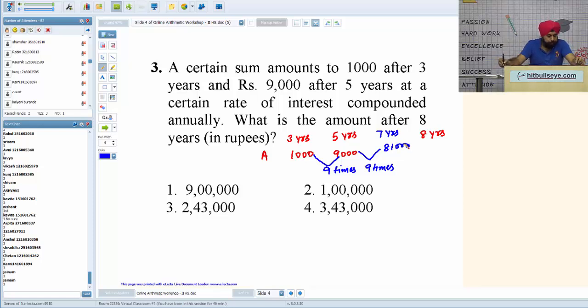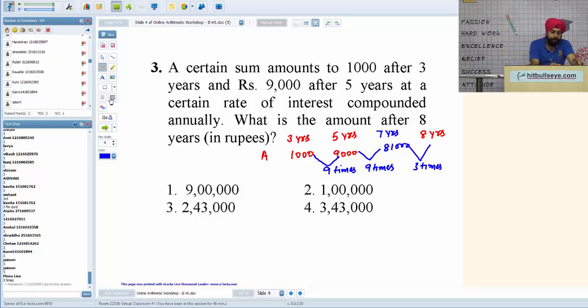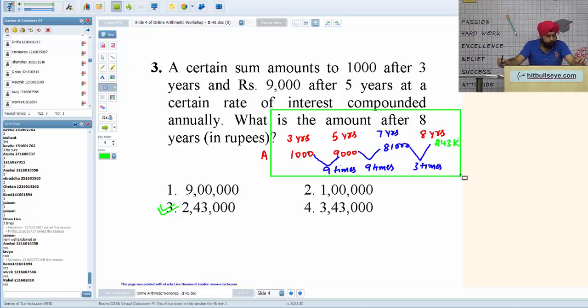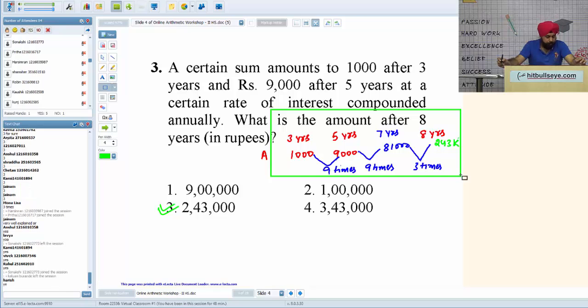Now students, after that from 7 to 8, there is only one more year. So because it's a case of compound interest, you can say if in 2 years it becomes 9 times and 9 is the square of 3, this means in 1 year it will become 3 times only. So how much is 3 times of 81,000? It shall become 2,43,000 rupees. So it is 243, that is the third option, 2,43,000. Is that fine, students? So your answer comes out to be option number 3.